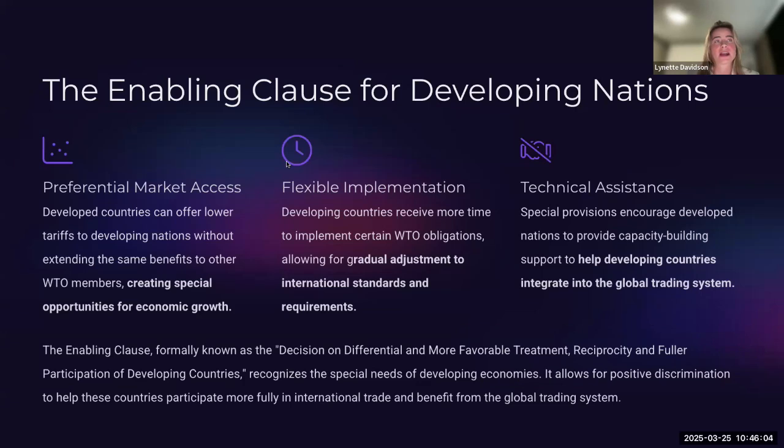So it's basically called the enabling clause, but it used to be known as the decision on differential and more favorable treatments. So it looks like discrimination, but it actually helps to prevent discrimination on the long-term run because developing countries, they have special needs, and this allows developing countries to still participate in a more global trading system without not being compliant.